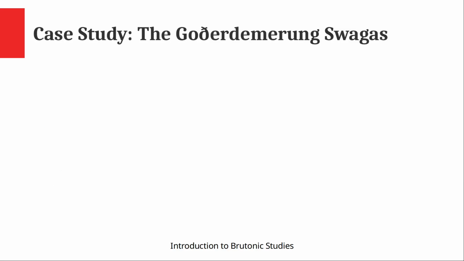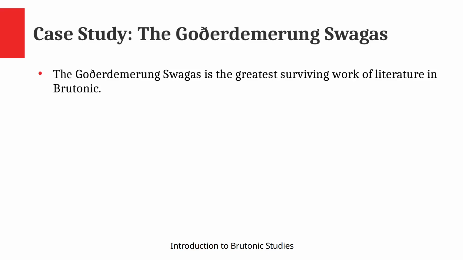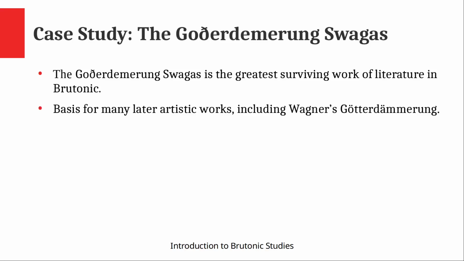Let us examine a sample text. This comes to us from the Guthirdimi Swagas. The Guthirdimi Swagas is the greatest surviving work of literature in Brutonic. The exact date of the Guthirdimi Swagas is disputed, but likely traces to the 3rd or early 4th century CE. Elements of the Guthirdimi can be seen in many later works, including the Götterdämmerung.